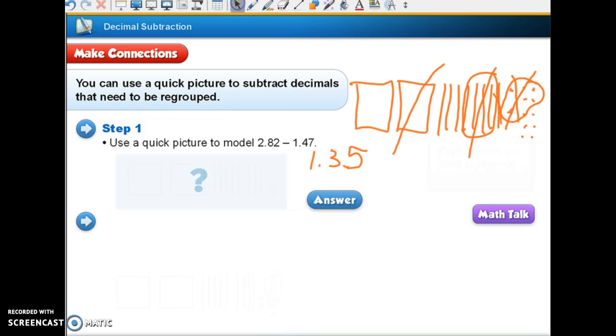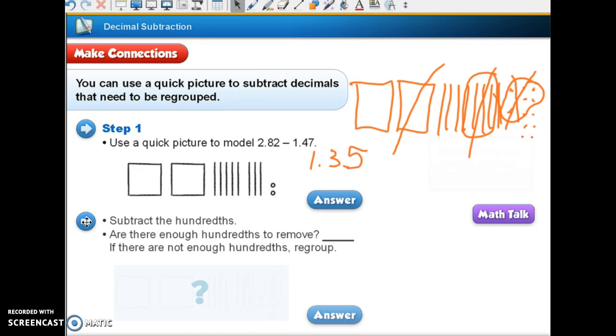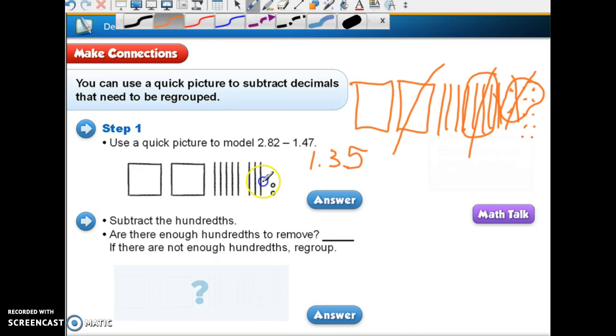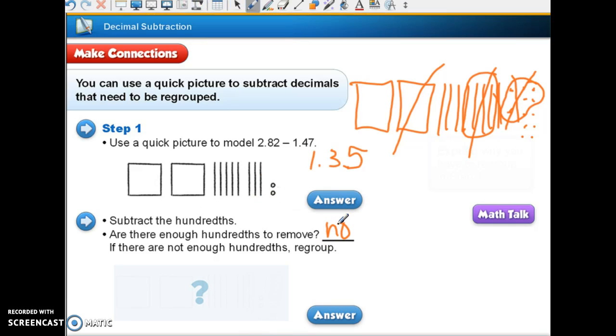Okay? Let's see if we agree. 2 tenths. Oh, sorry, it says answer. Okay, we did that up there, so we're going to go on. We subtracted the hundredths. Are there enough hundredths to remove? No, there were not. If there are not enough hundredths, regroup, which we did.